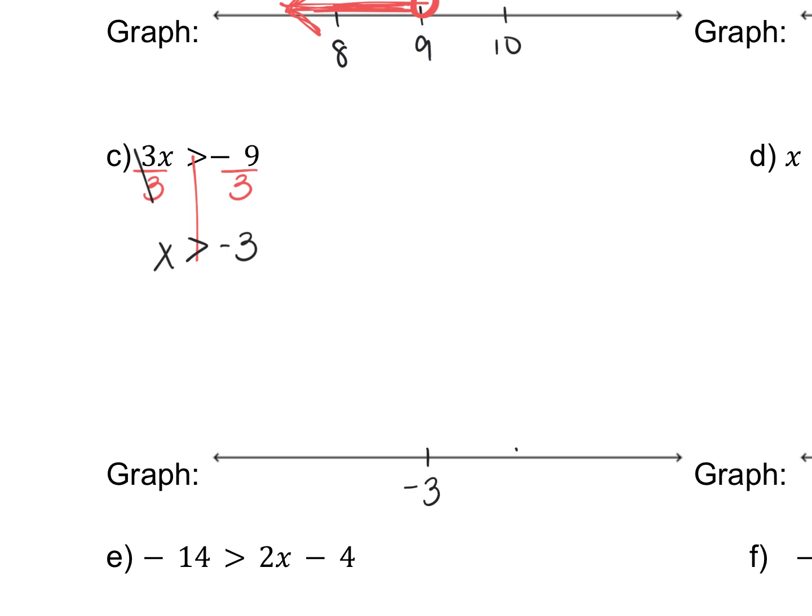Okay, let's graph that. Get your number line down. This is x is greater than, so it's going to be an open dot going to the right.